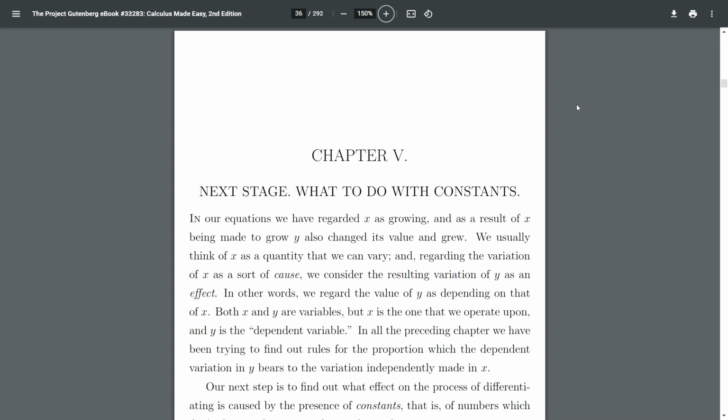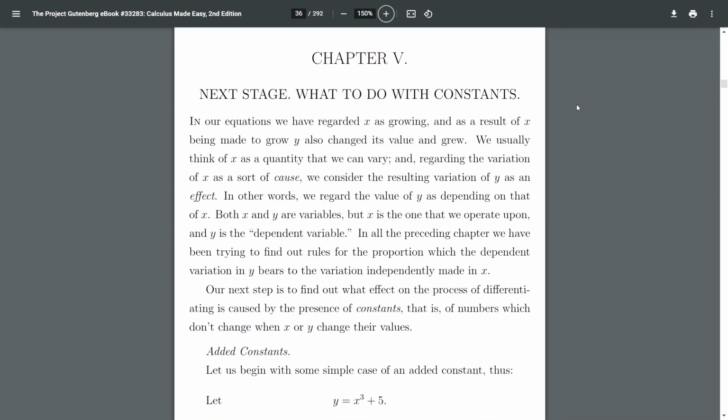Both x and y are variables, but x is the one that we operate upon, and y is the dependent variable. In all the preceding chapters, we have been trying to find out rules for the proportion which the variation in y bears to the variation independently made in x. Our next step is to find out what effect on the process of differentiating is caused by the presence of constants, that is, of numbers which don't change when x or y change their values.